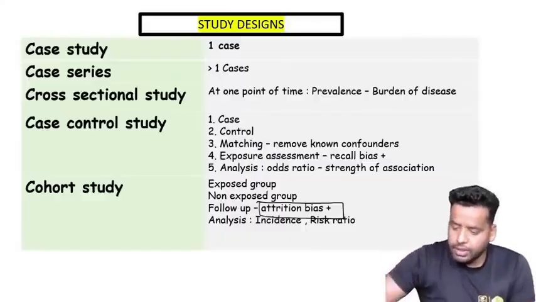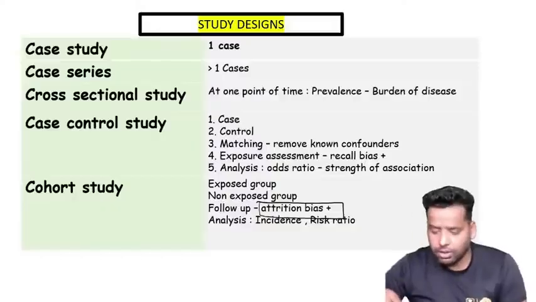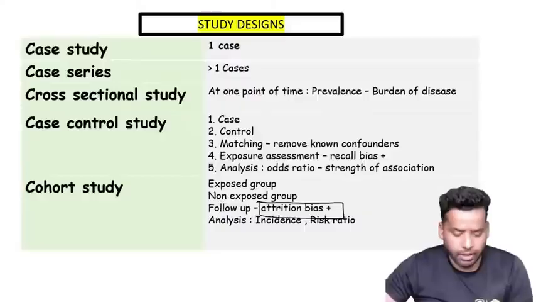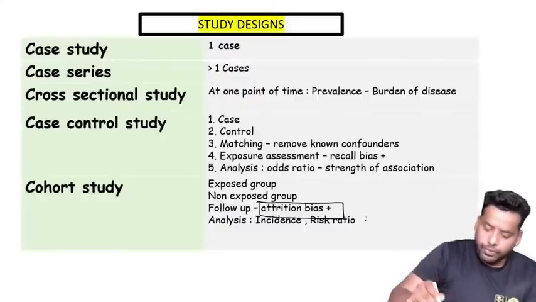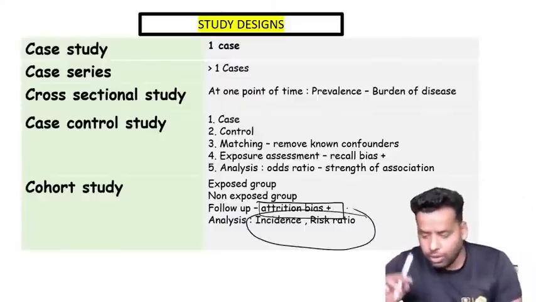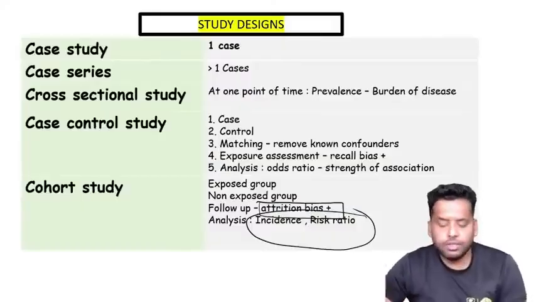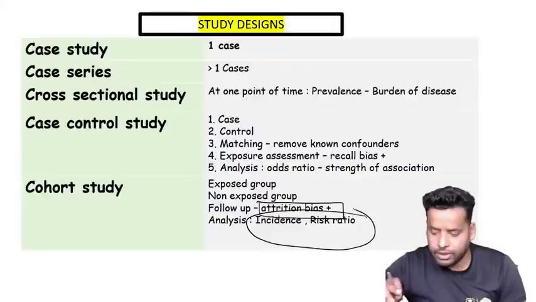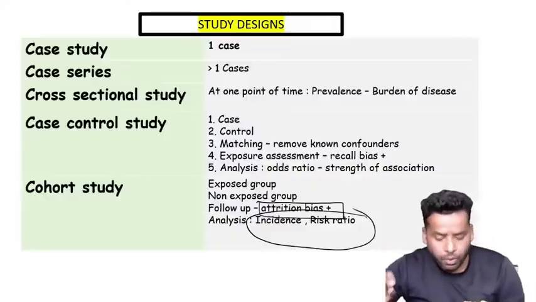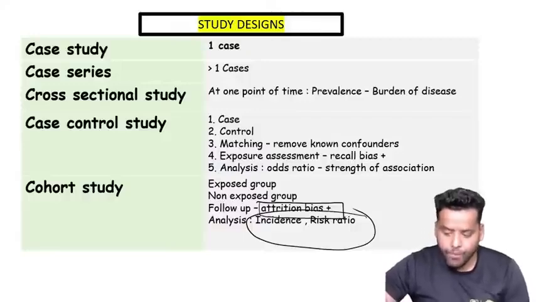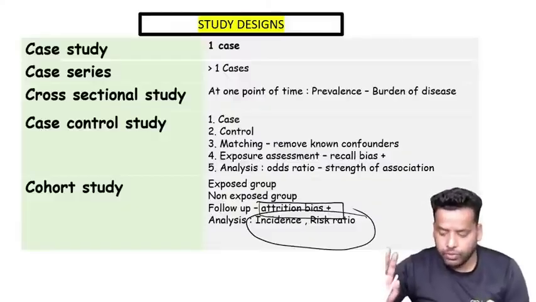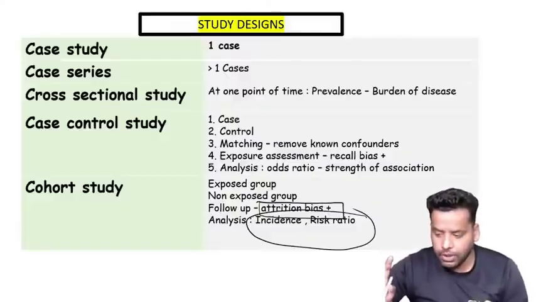Attrition bias. Change in behavior is different. That is Hawthorne effect, which is change in behavior. After doing cohort study, analysis will happen. We calculate what ratio for strength of association? Tell me the basic word. What ratio is used for strength of association? Tell me. Risk ratio. Very good, risk ratio.